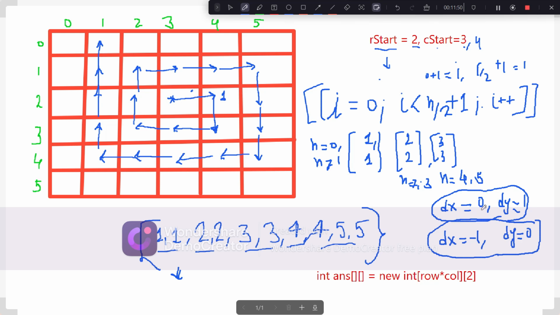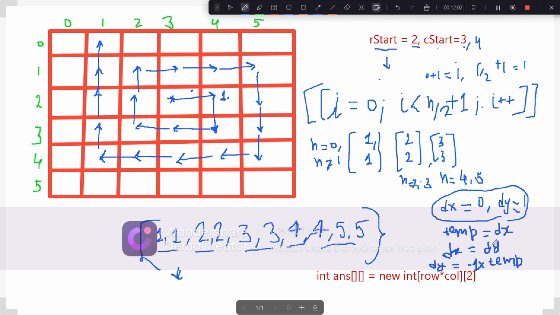See here, initially we had dx equal to 0, dy equal to 1. Once we reached here, our dx would become -1 and dy equal to 0. So the swap would be like this. We can have a temp variable: temp equal to dx, then dx equal to dy, and dy equal to -1 times temp. Once we reach here, our dx would become 1 because dy was 1, and then dy equals -1 times temp. Because temp is 0 right now, since dx was 0, it would be 0.